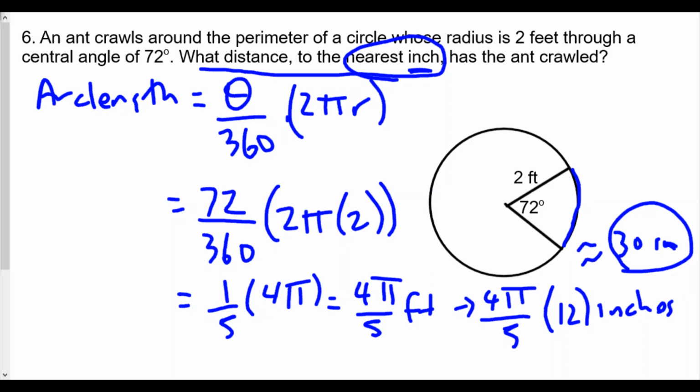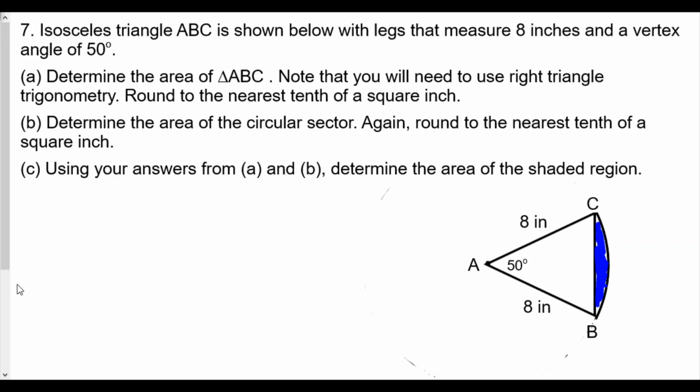Let's continue. Our last question is going to be question number 7. Isosceles triangle ABC is shown below with legs that measure 8 inches and a vertex angle of 50 degrees. Determine the area of triangle ABC. Note that you need to use right triangle trigonometry, though if we know how to find the area of a triangle, we can go around that. But we'll do the right triangle trigonometry as well. Then we'll find the area of the sector, and then using A and B to find the area of the shaded region, which we talked about being a circular segment, we're going to take the difference between the two of them.